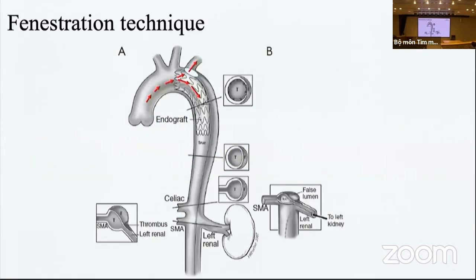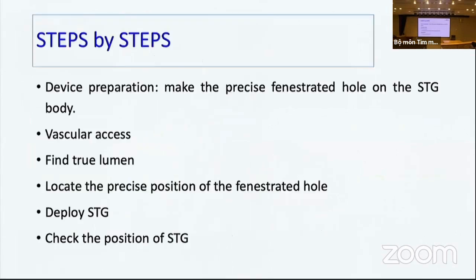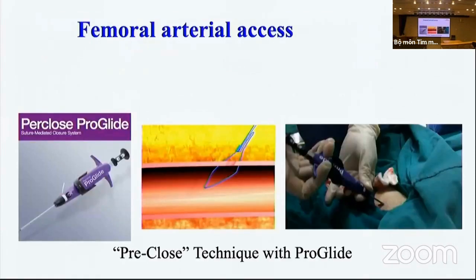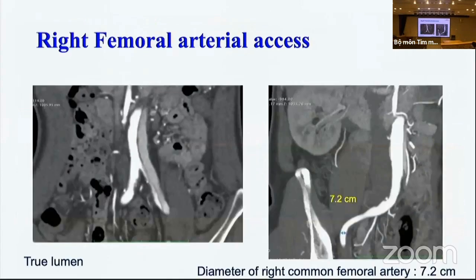We will show you how we do it, step by step in this case. Actually, in this case, we already made two punctures. One is at the right femoral artery with the 12 French, and the other one I use a 6 French from the left radial, using a JR catheter as a marker for the left subclavian.